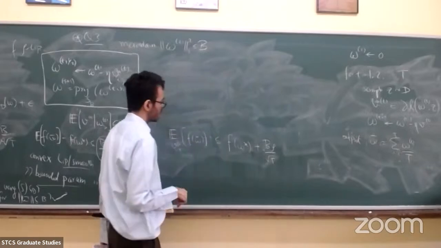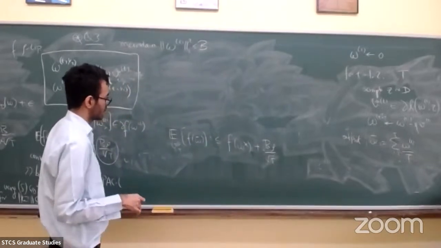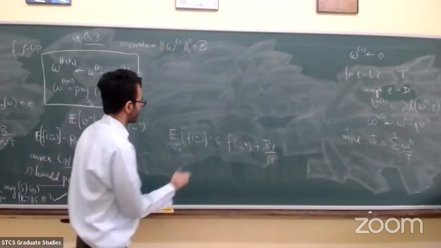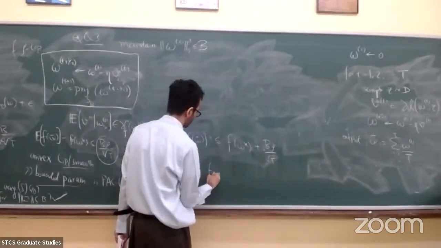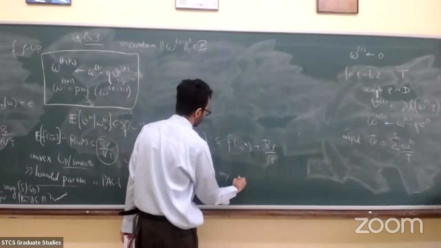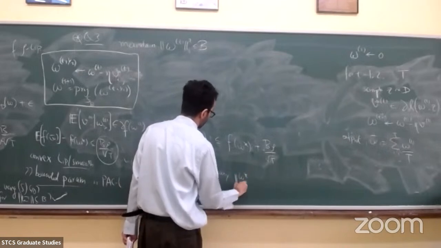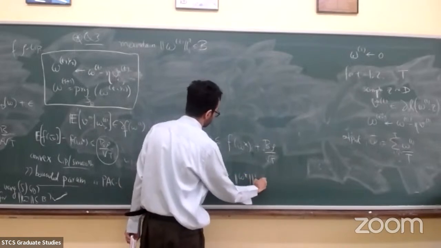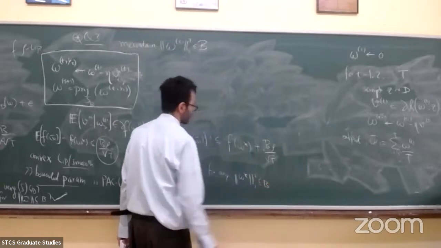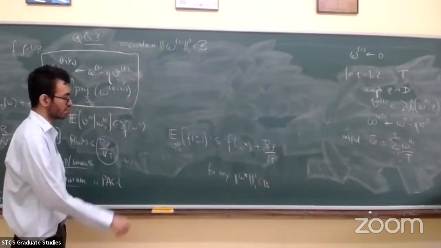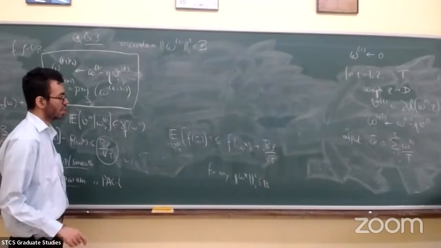And this bound is true for any W star plus Z. This is always good. So find W star with this.